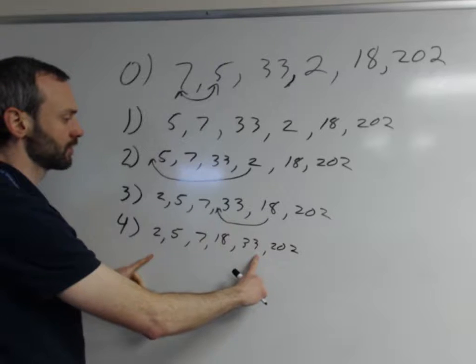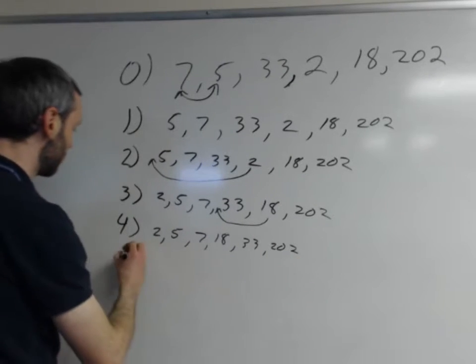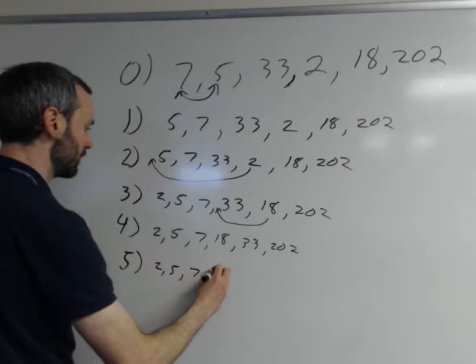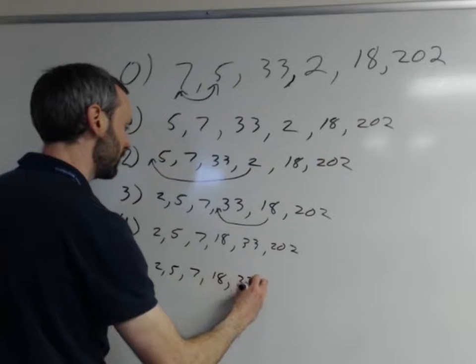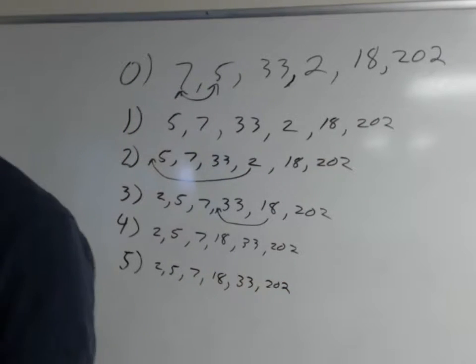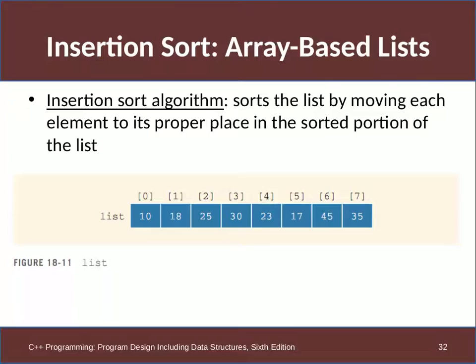All right, so now we know these elements are sorted. We'll add the next one. Is that in the right place? All right, so here we go. 2, 5, 7, 18, 33, 2, 0, 2. Okay. I know this can sometimes be confusing, so the slides did give another example, so let's go see what that looks like.